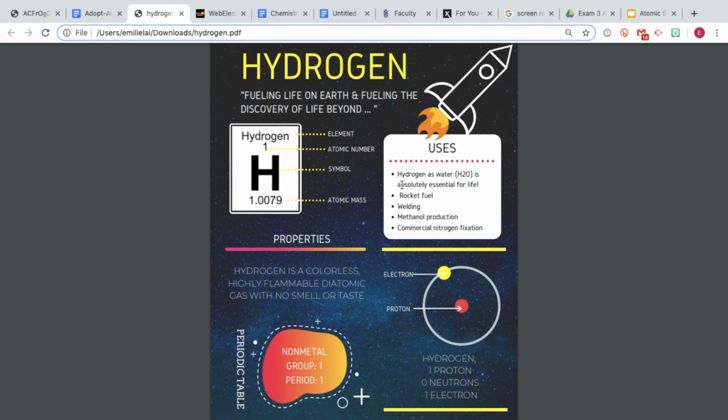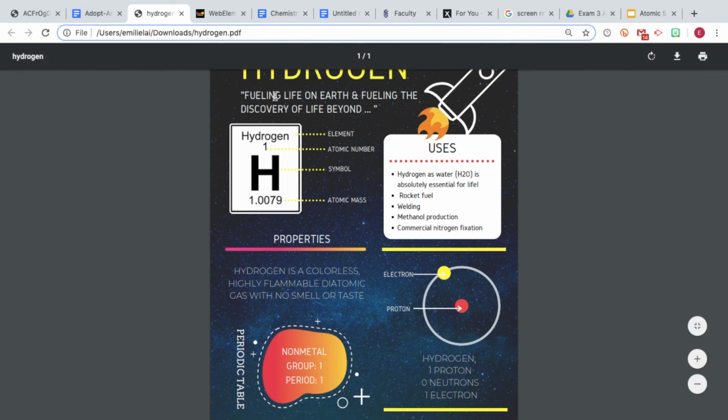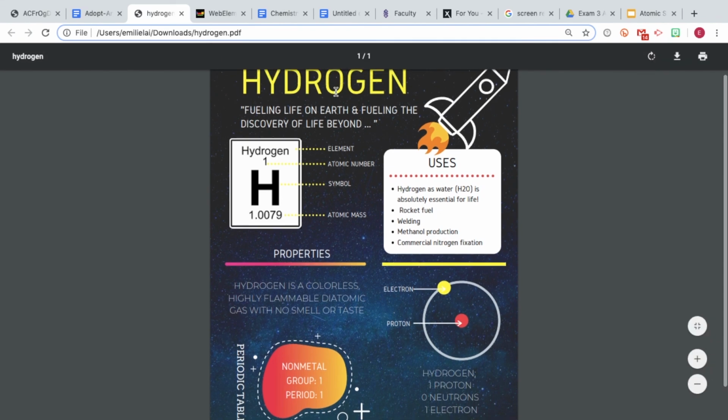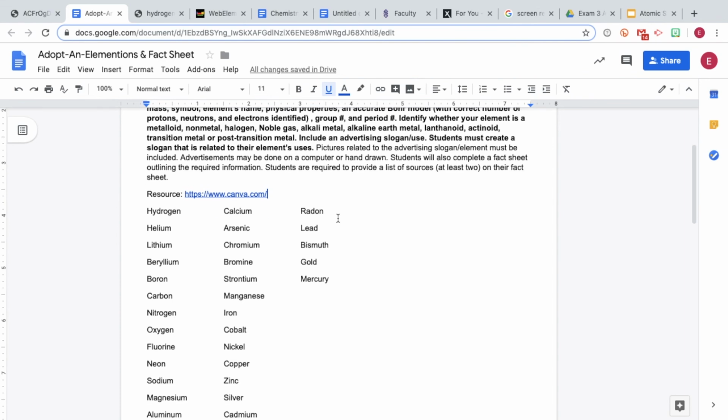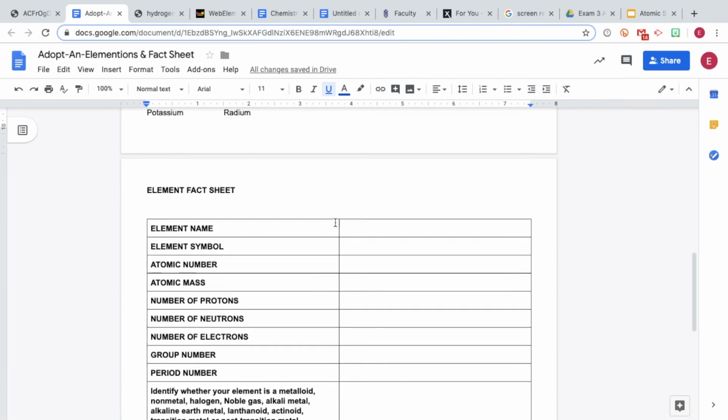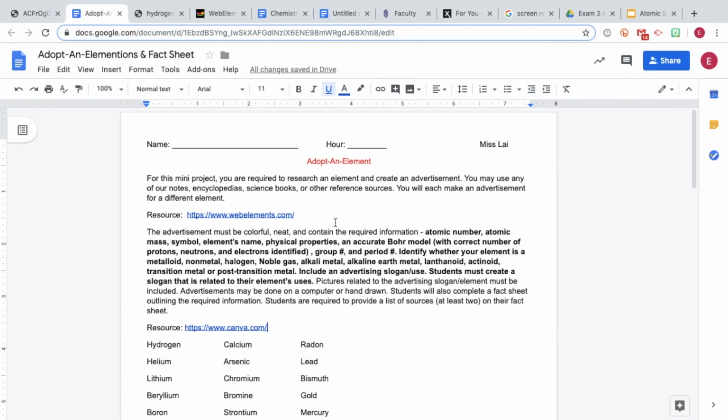So, hydrogen is part of water, which is absolutely essential for life. It's also part of rocket fuel. So, in my slogan, I have fueling life on Earth and fueling the discovery of life beyond. So, just be creative in your advertisement, follow the instructions, and then make sure you submit this onto On Campus. There is an online submission, and this will be due at the end of Monday.